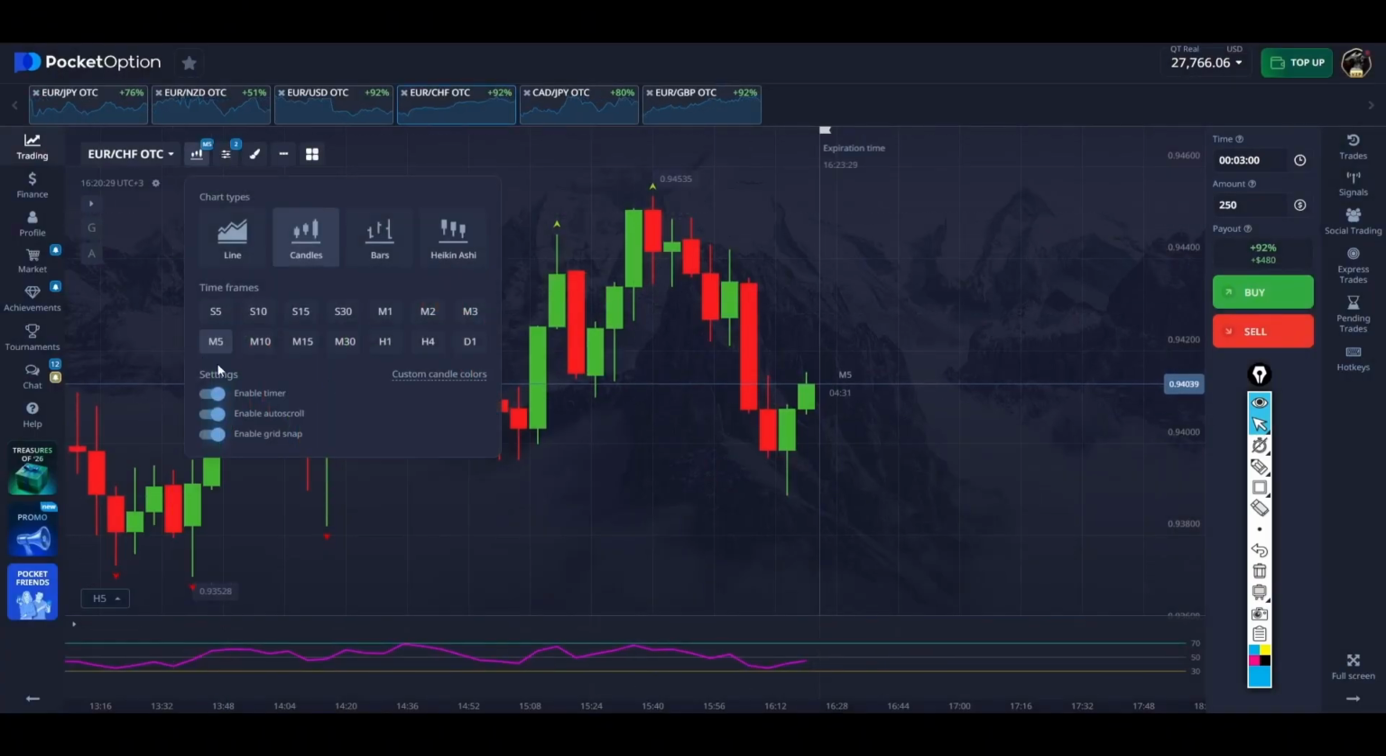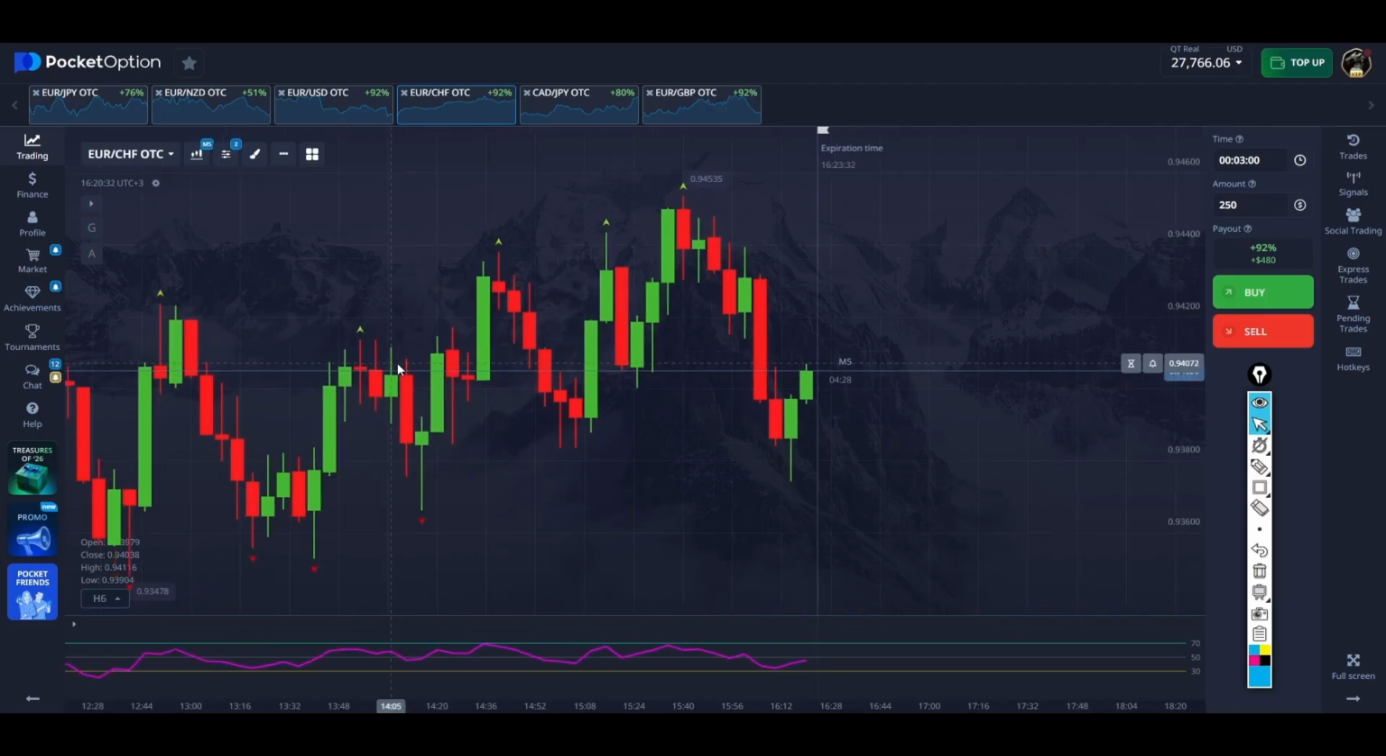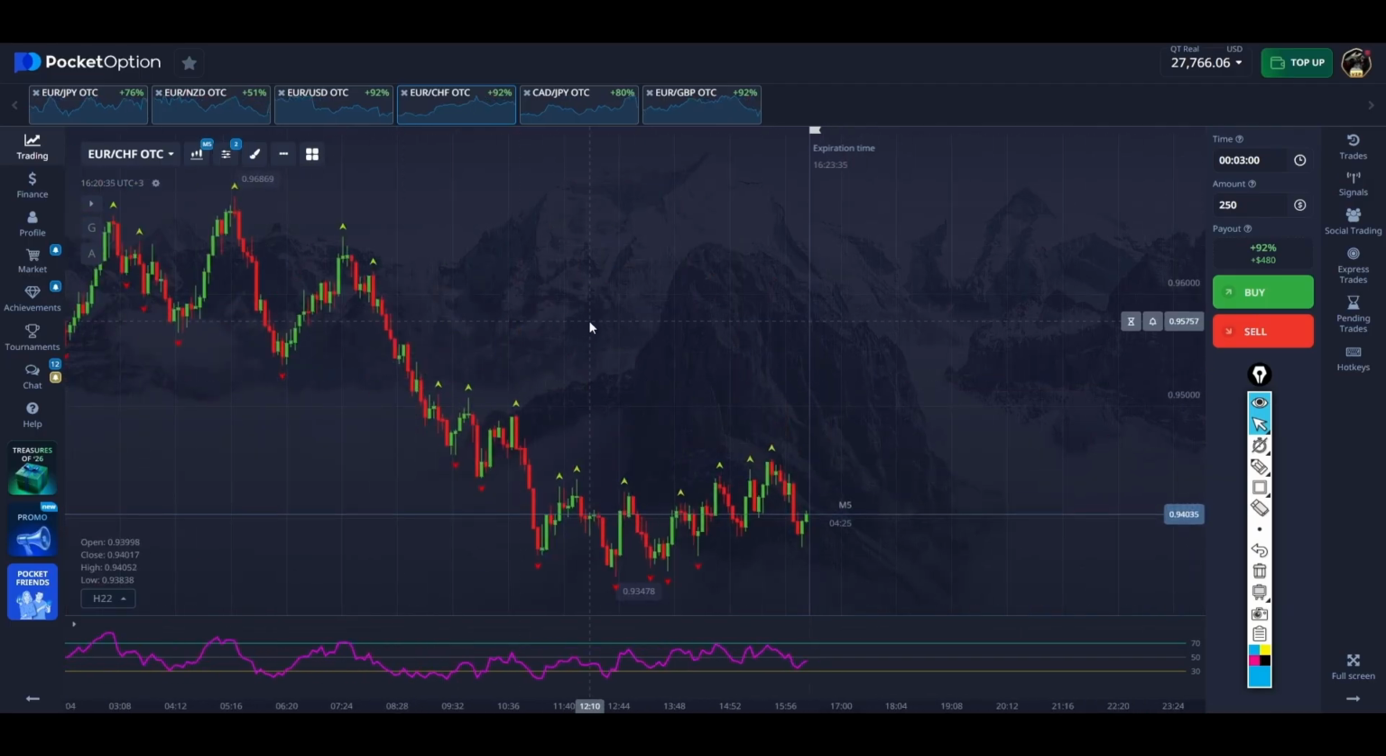From here, I can start analyzing the market on the M5 timeframe, and then switch to M1 to look for a more precise entry point.